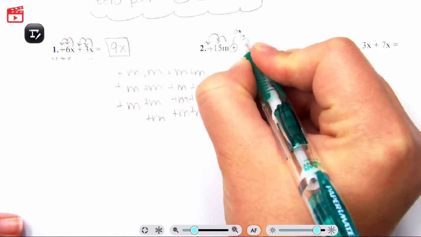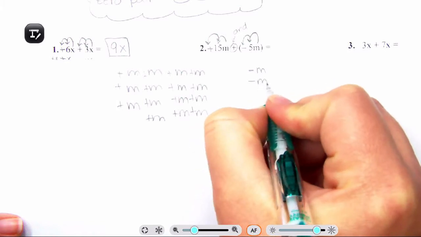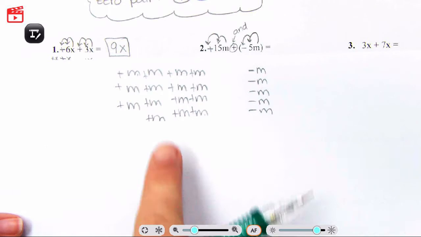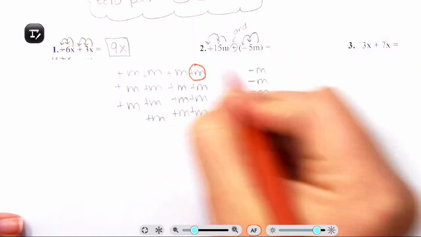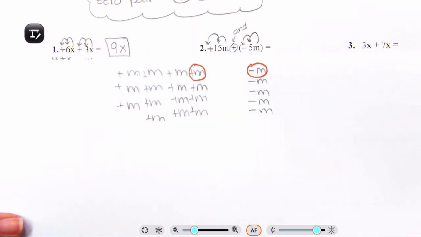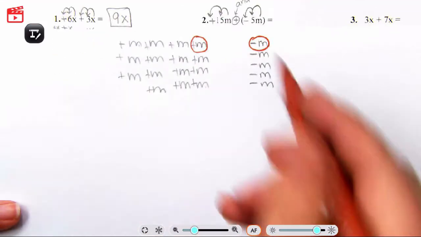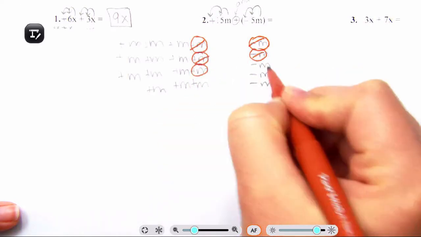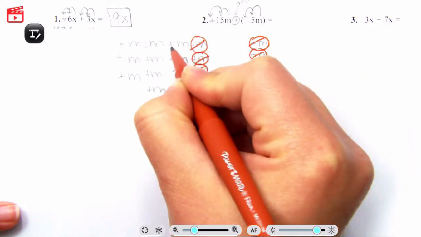And this is our minus symbol. I have 5 m's that are minus: 1, 2, 3, 4, 5. Now again, we're going to combine things that look the same. In this case, how are we going to combine? I see a positive and I see a negative. What does that combine to? That combines to nothing, so we're going to cross that out. A positive and a negative is nothing, and a negative and a positive is nothing.